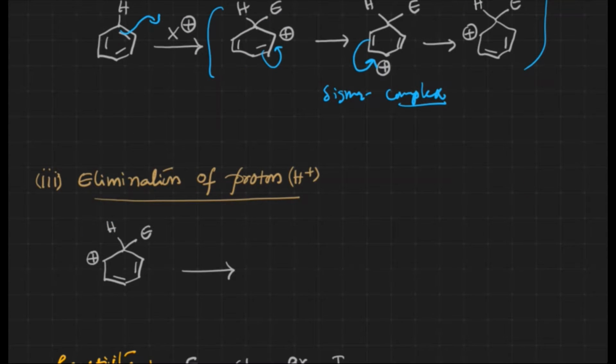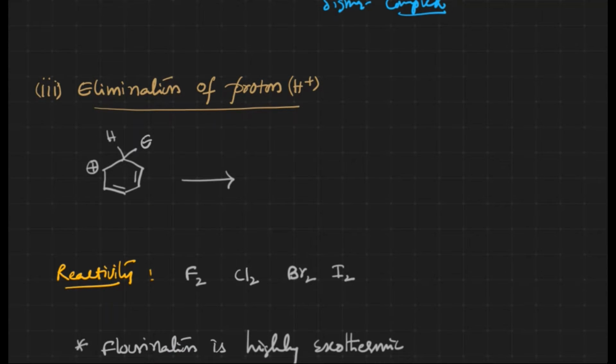Now let us see the elimination of the proton, the final step. Elimination of the proton takes place, and we get the substituted halogen product. Let me take it as the halogen itself. After elimination, we get halobenzene. I am just replacing the electrophile with the halogen, since the halonium ion is the electrophile. This is the substituted product, and this is how the mechanism takes place.